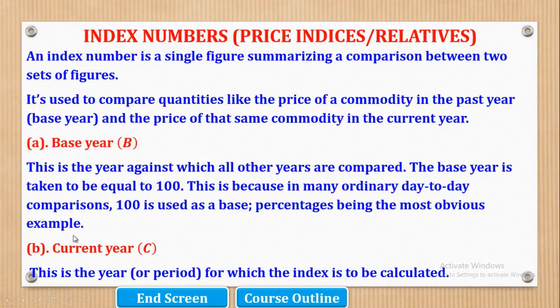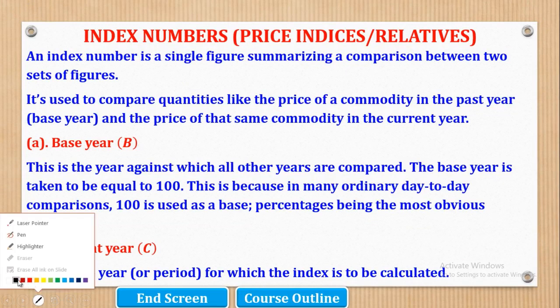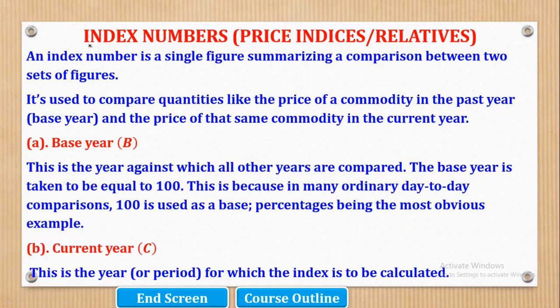Now we shall start our topic. Index numbers is the same as price indices, and it's also the same as price relatives. Previously, these used to be different, but now they are the same.